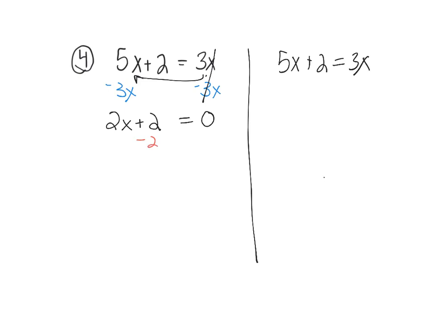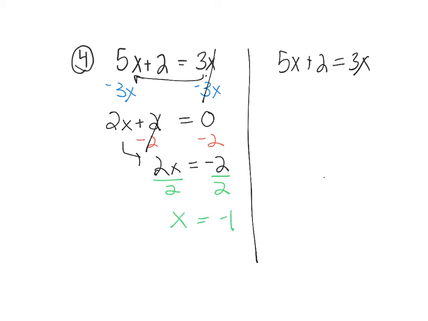I'm going to subtract 2 from both sides. Positive 2 and -2 will cancel out. 0 minus 2 is a -2. And then dividing both sides by 2, I'll get x is equal to -1.